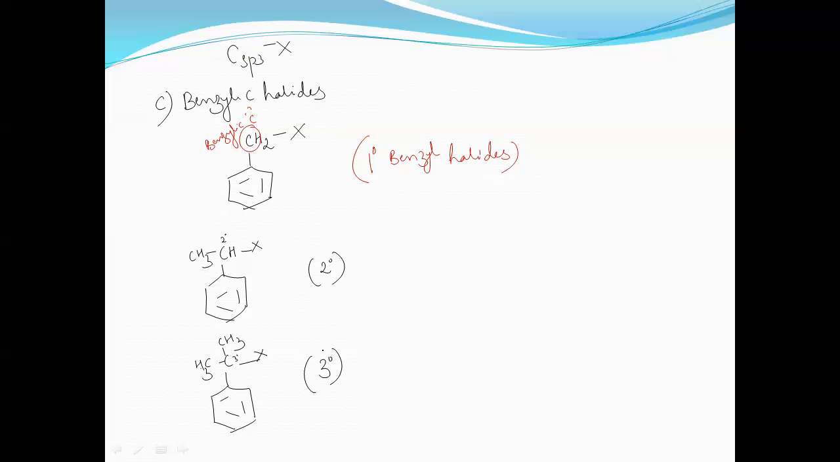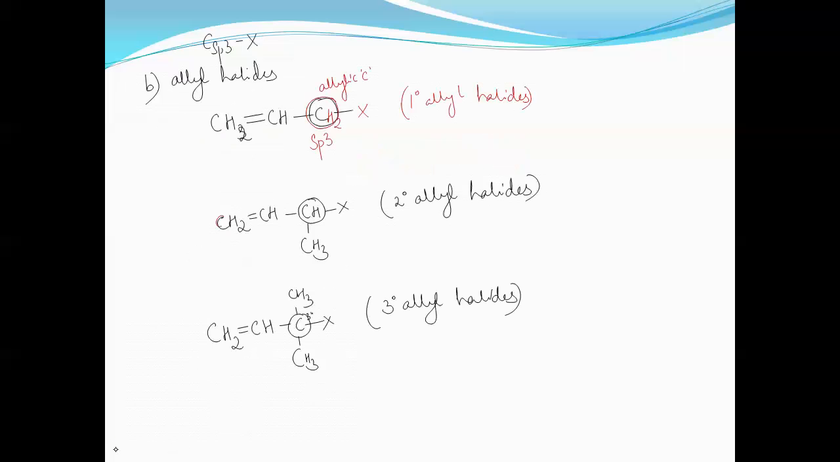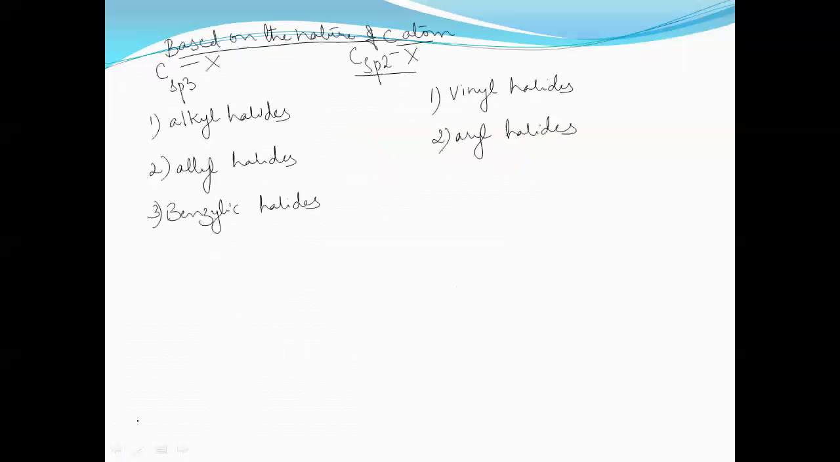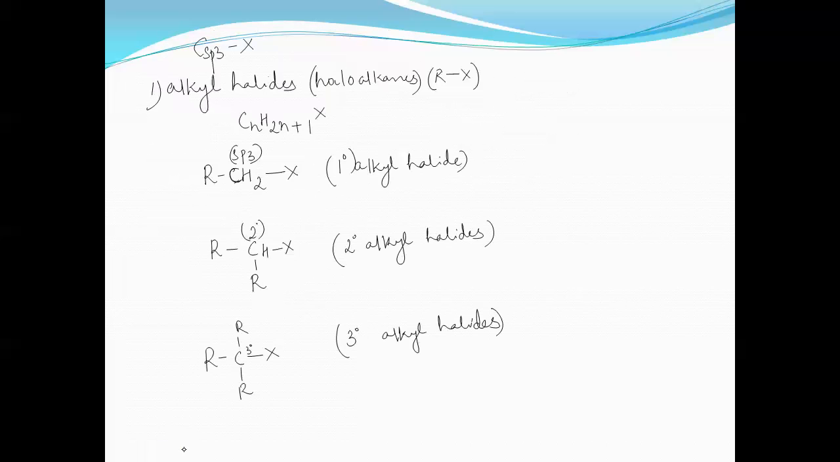So in C-sp3-X hybridization, let's look at it once again. Based on the nature of the carbon atom to which this halogen is attached, if it is sp3 hybridized, there can be alkyl halides, allyl halides or benzylic halides. In all these classes of compounds, we have primary, secondary, and tertiary, depending upon the nature of the carbon atom to which the halogen is attached. But in all these three cases, it is sp3 hybridized. Now, look at the classification now.